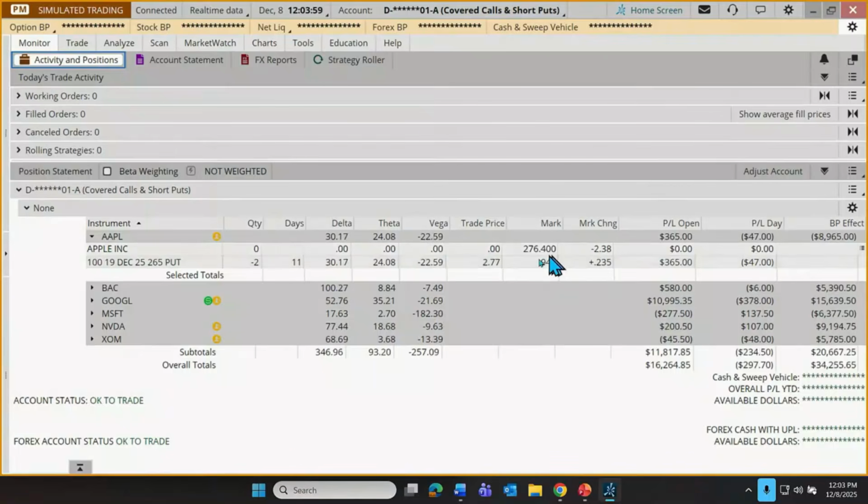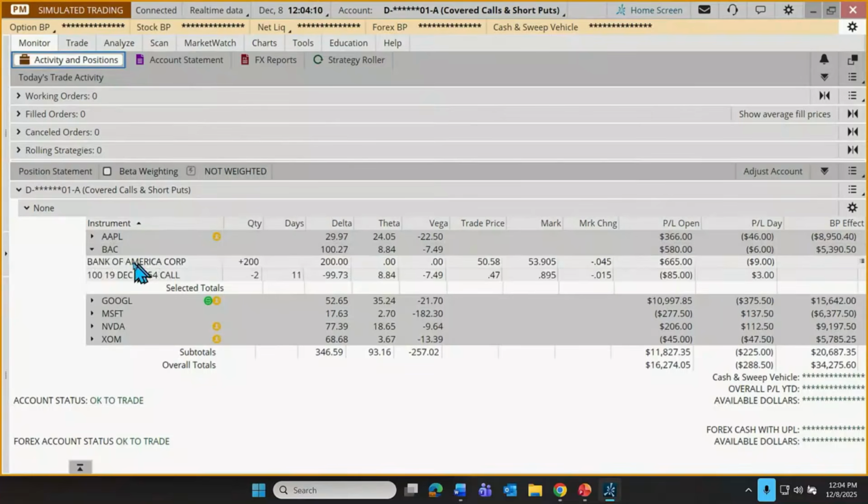Right now, it might be possible to exit for around 95 cents if the trader were looking to exit. But we're going to close this up. Let's have a look at our next one. We have Bank of America, where we bought 200 shares, and we've currently sold 2 calls at the $54 strike.